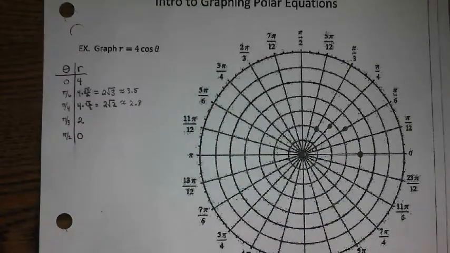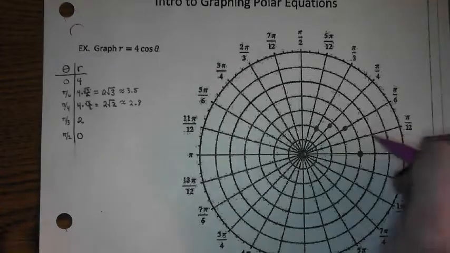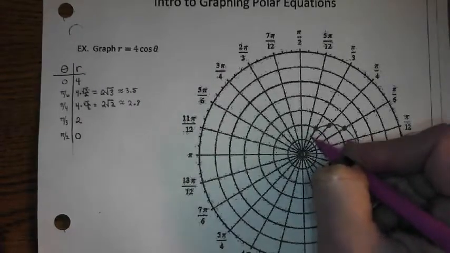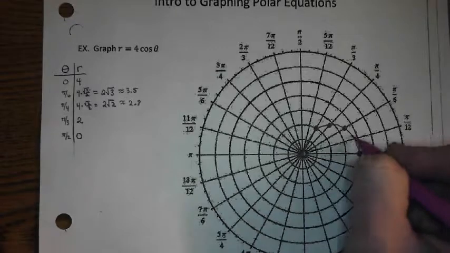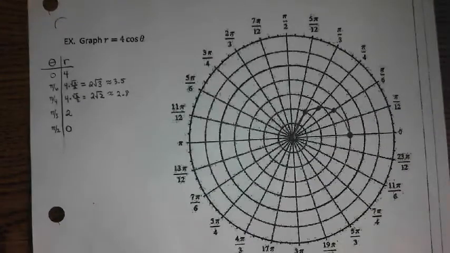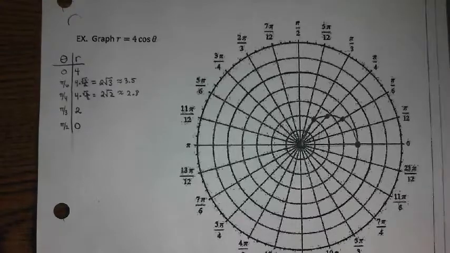Now, when you connect points in polar graphs, they kind of get connected with curved, loopy type lines, and you'll see that more as we get a full graph done. But for this, just connect those points, like that. Looking kind of like a semicircle.